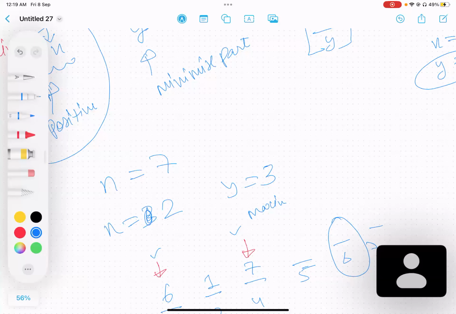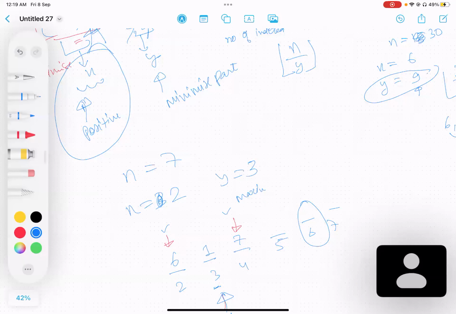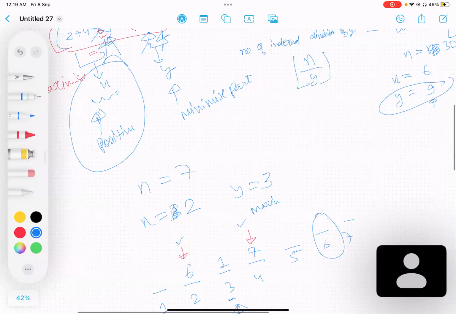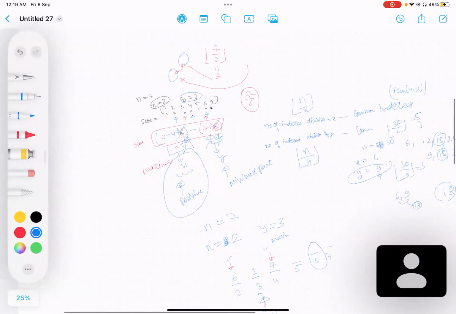And you understood, right? Those indexes which are divisible by x, we need to maximize those values, and we will put the maximum elements there, and those indexes which are divisible by y will get the minimum values, so that we can maximize a minus b, or you can say this score value. Is this clear to all?